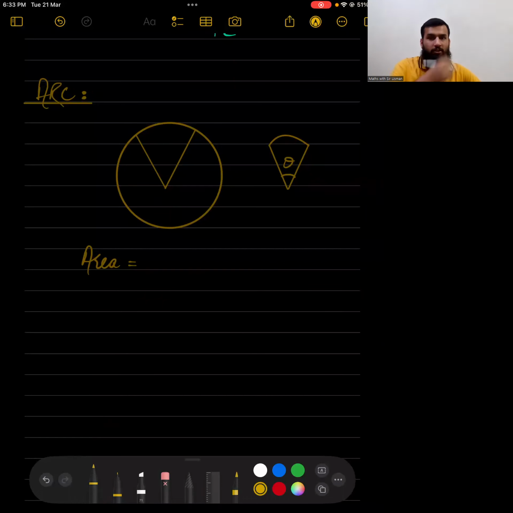Yes, what was the area of the circle? Pi r square. Pi r square, very good. So we have the area as pi r square. Now, if we are dealing with the arc, we are actually dealing with only a certain angle, theta, out of the entire angle that was 360 degrees. So we have the angle as theta, while the total angle was 360. So we are now dealing with the area as theta over 360 multiplied by pi r square.